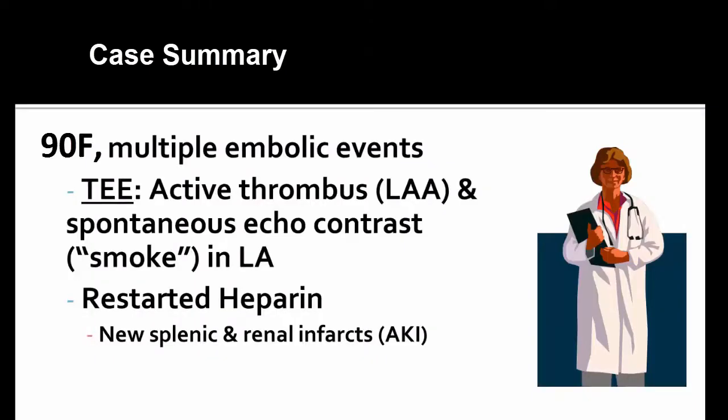So in case summary, this unfortunate female with multiple embolic events was discovered to have an active thrombus on TEE with ongoing low flow state and smoke in the left atrial appendage. She was subsequently restarted on IV heparin for new clots to her spleen and kidneys causing AKI.